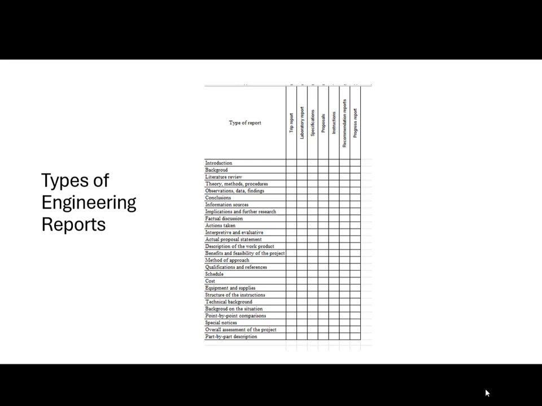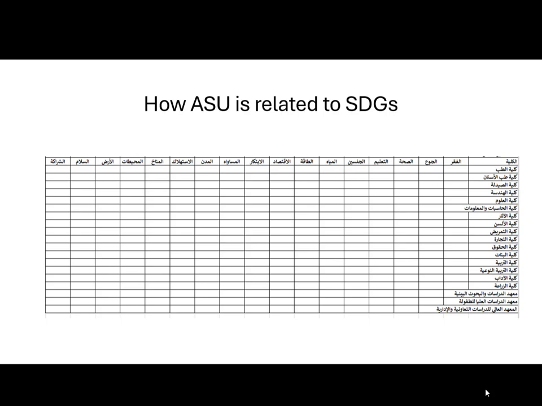Here is types of engineering reports in terms of contents and format, where the first column lists the items related to contents and appearance, and the first row is a list of technical reports like trip report, laboratory report, specifications, proposals, and so on.